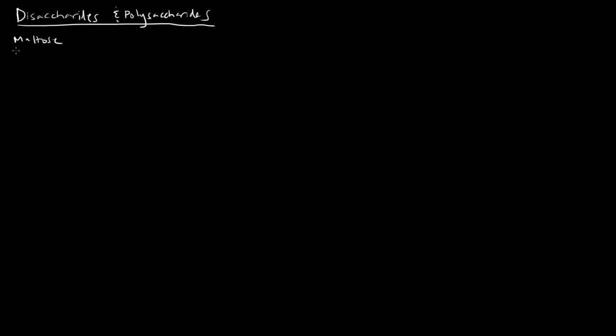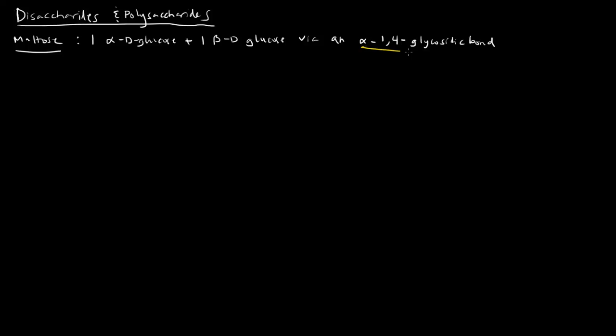So maltose is essentially, at least the way I learned it, 1 alpha D glucose plus 1 beta D glucose. These two are connected via an alpha 1,4 glycosidic bond. So what does this mean? What is an alpha 1,4 glycosidic bond?